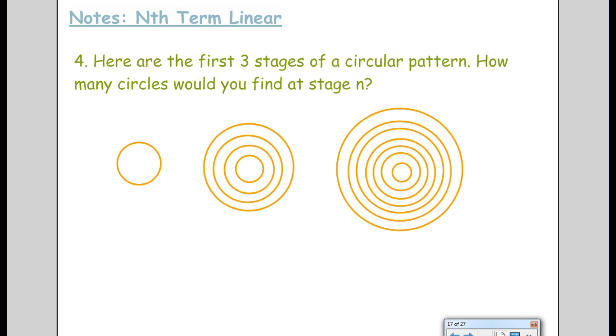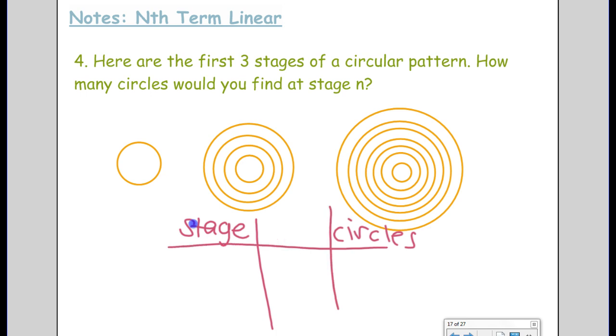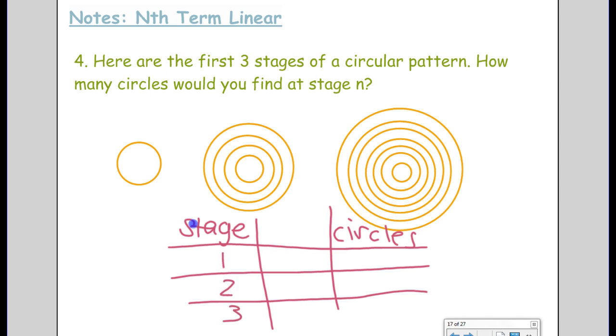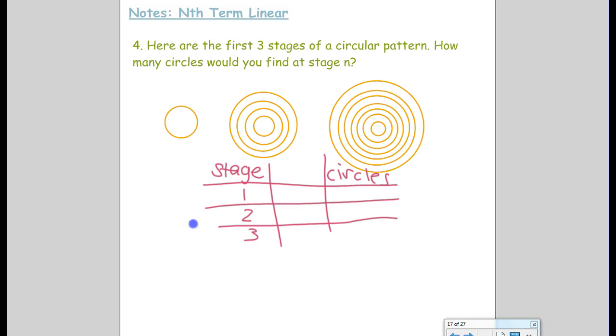Oh my goodness, they didn't even give us a table. So we're probably going to have to make our own table. So I would put stage, and then I would put circles. And I'll leave room for a process column. Stage 1, stage 2, stage 3. I'll do stage n. So we can find out how many happen at the end stage.